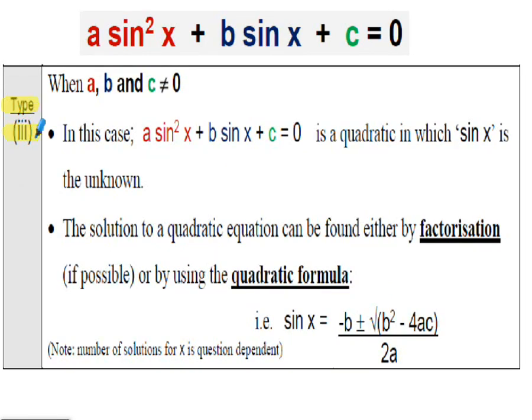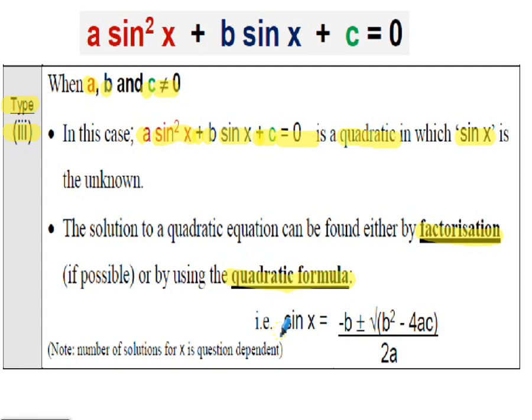Okay, type 3 equation, this is where the entire equation shown above has to be solved. So we have to solve an equation of the form a times sine squared x plus b times sine x plus c equals 0. So in this case, our a, our b and our c do not equal 0. This kind of equation is a quadratic equation in terms of sine x. We can solve this in 2 ways, with factorization, if it will factorize, or using the quadratic formula.